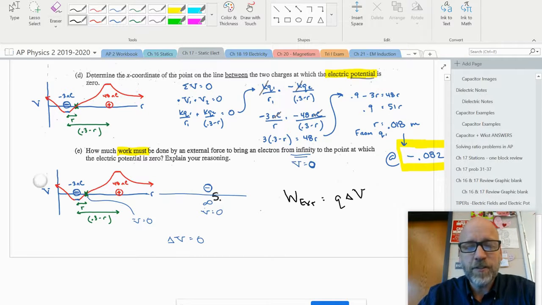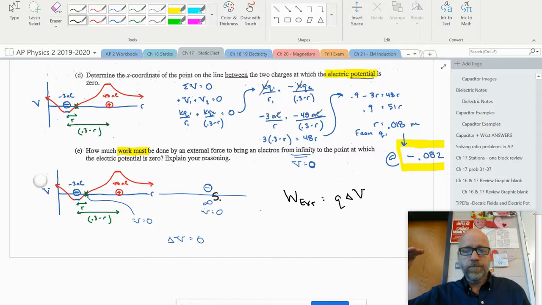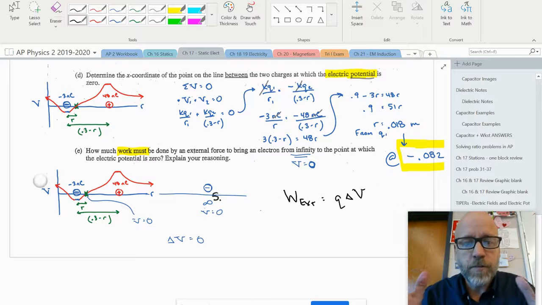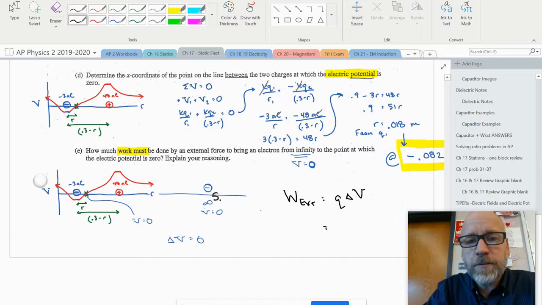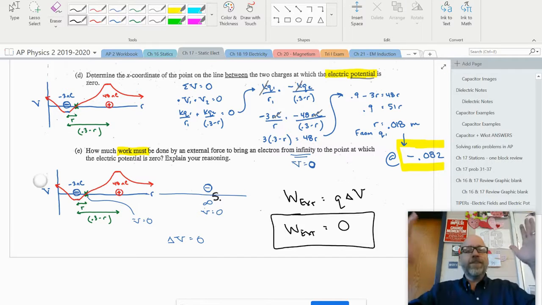Now, if the change in potential is 0, it doesn't matter what path you take. If you're starting at sea level and you go uphill and down through a tunnel, but in the end you end up back at sea level, your change in height overall is 0. The same is true for electric potential. So if the change in potential is 0, the external, there it is.